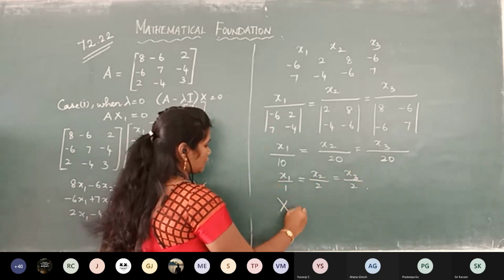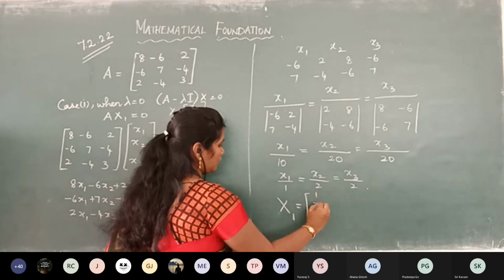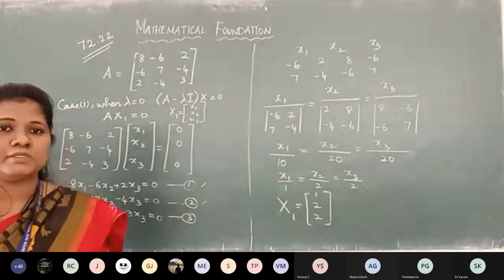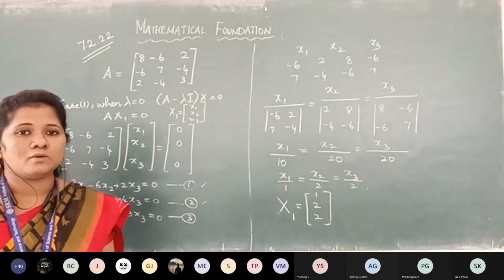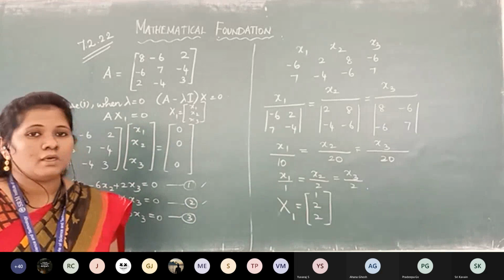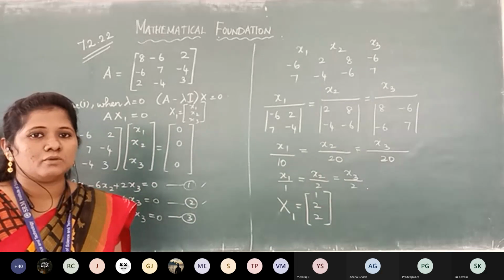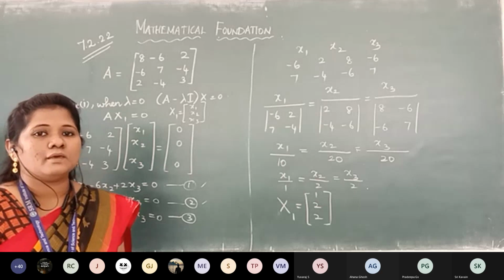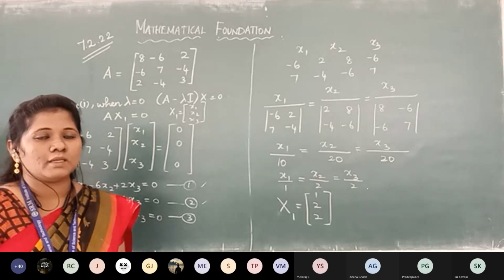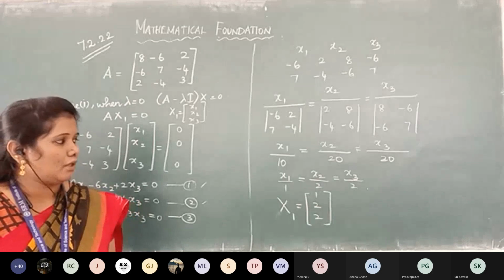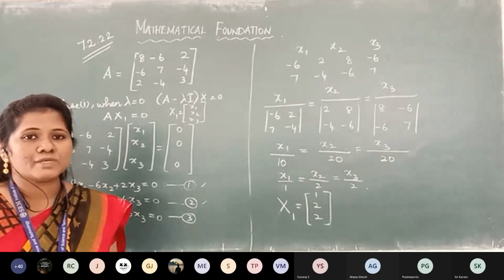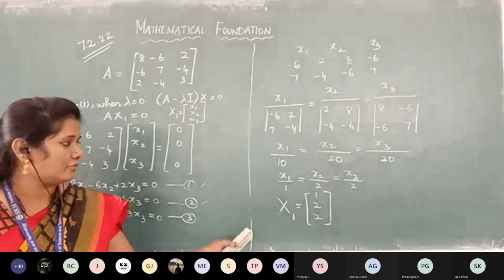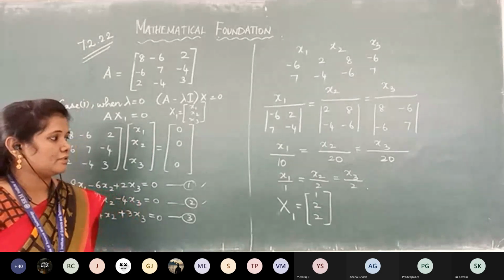So your eigenvector x1 is equal to 1, 2, 2. You can simplify if it is divisible by a common value. In the homework problem also many had done it. You have got 4, 4, 2. There you can divide it by 2 and get it as 2, 2, 1. If all three values are divisible by a common value, then you can divide it and write the final answer. So that is your x1.